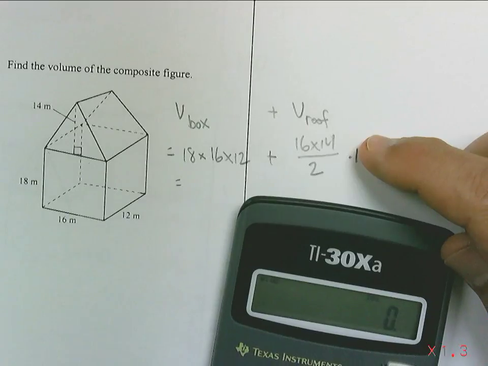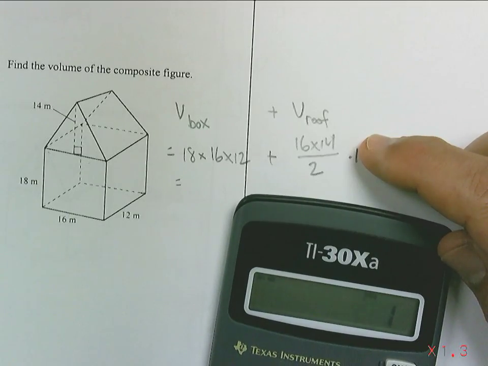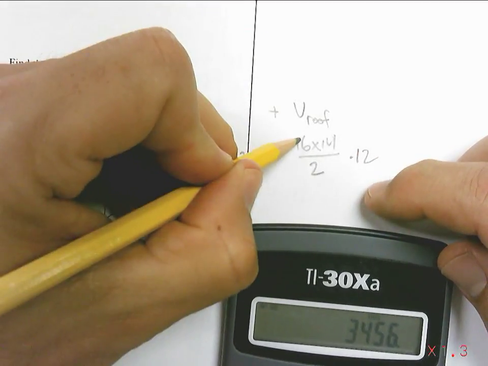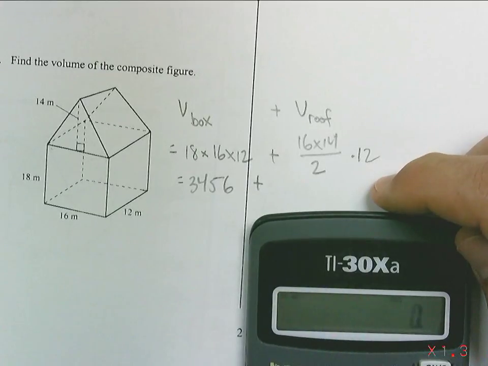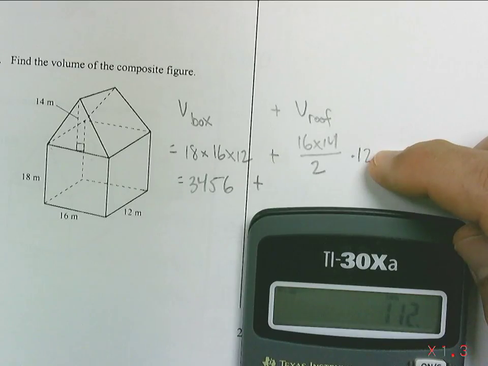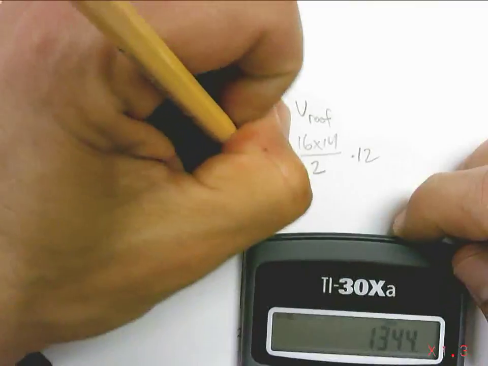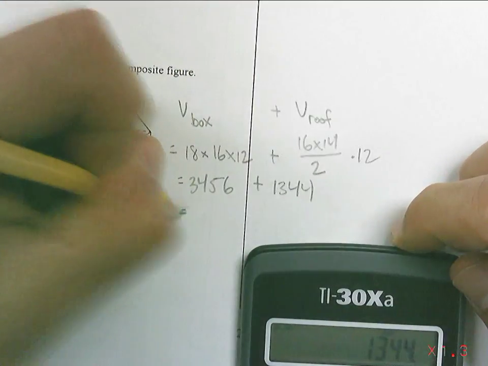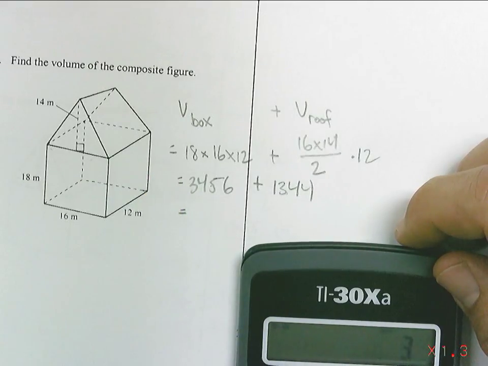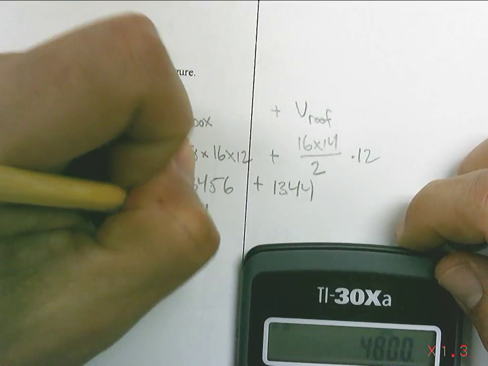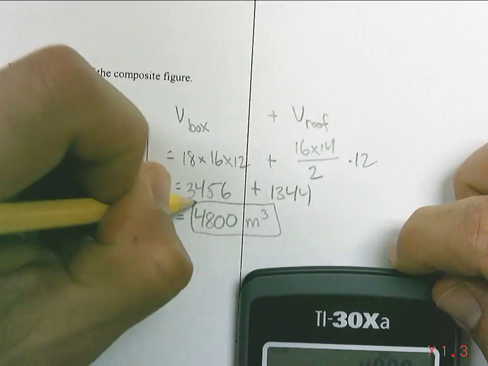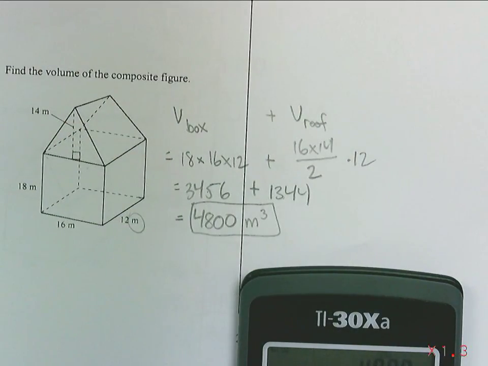So I'll just go ahead and do this. 18 times 16 times 12 is 3456, plus 16 times 14 divided by 2, but times 12. So times 12, 1344. Add them up. So that's already in the calculator. I add 3456, so plus 3456. 4,800 meters cubed. There you go. Bada boom, bada bing.